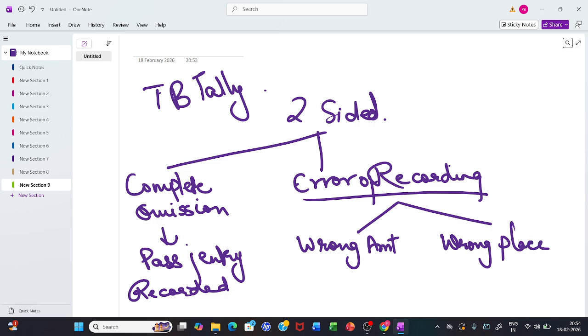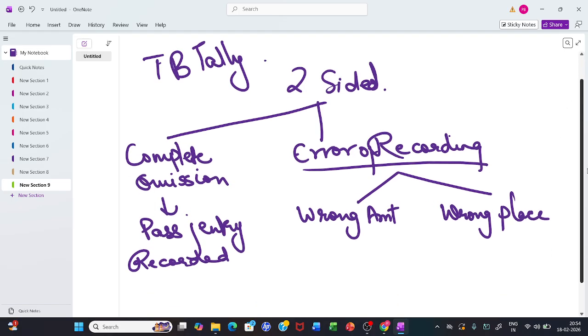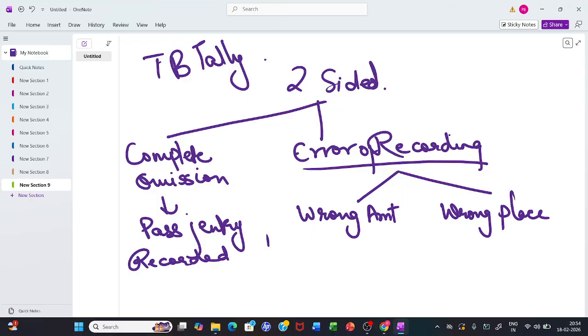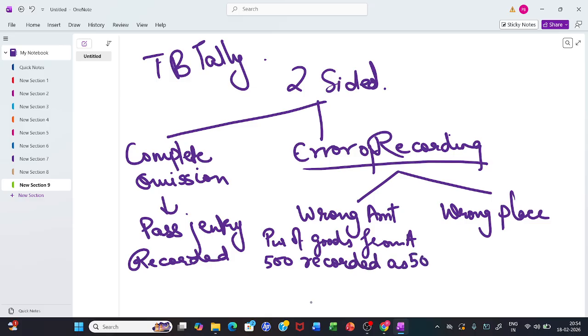Let's try to understand this. We'll use the same example of purchase of goods to understand this. Wrong amount is, say, purchase of goods from A, 500, recorded as 50. You have recorded less. So let's make it okay now. Purchases to A 450. Basically, we have forgotten. We pass that entry now. Earlier it was posted, credited, debited. Here the word is recorded. Understand the word used here.